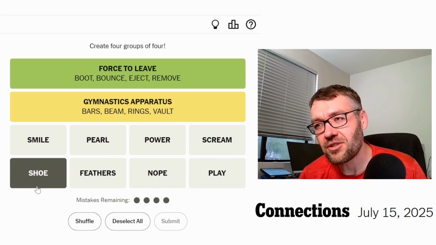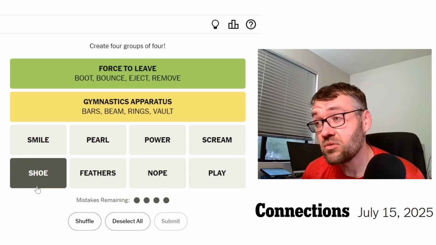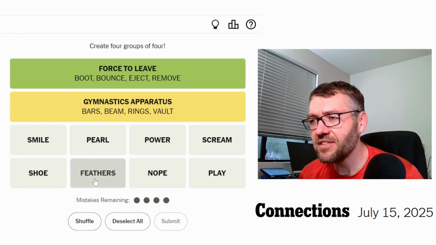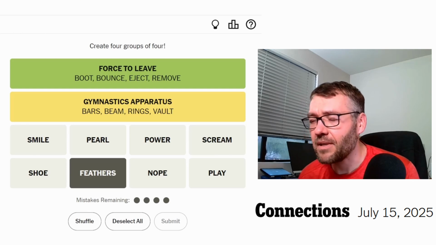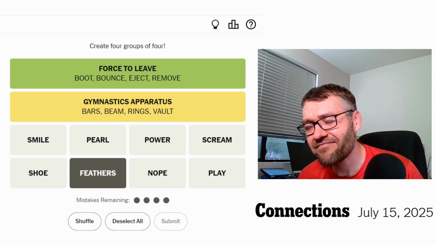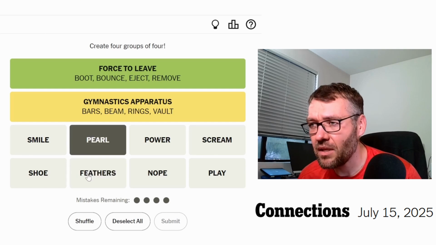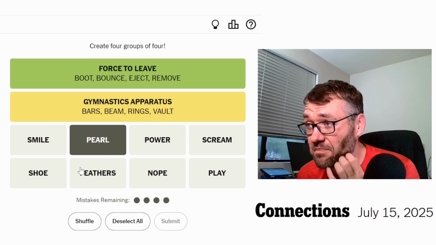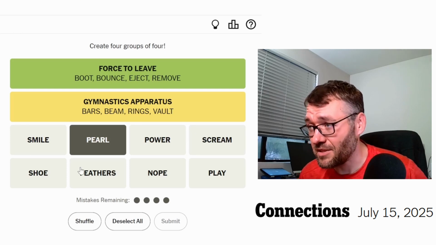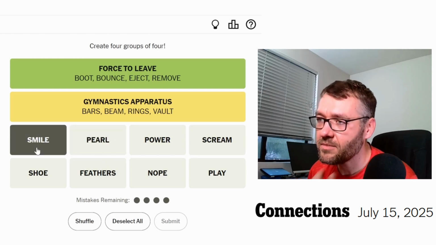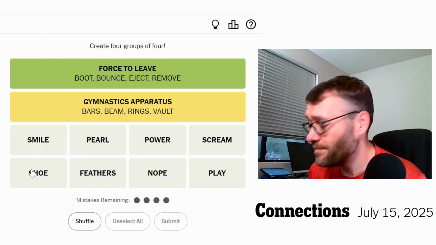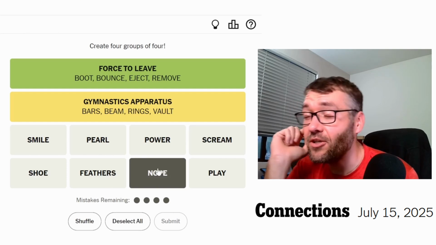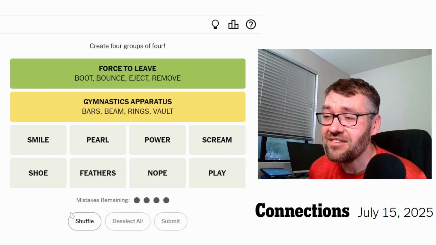Tennis shoe, dress shoe, things with soles. I don't know what to do here. I'm not seeing it. Feathers. Why is feathers plural? I really am lost. Power. I don't know. Pearl. Black pearl. The Curse of the Black Pearl. Pearl can be somebody's name, but I don't see other names in here. Wilhelm scream. Smile. I'm not sure what to do here. Nope. Hope. Leslie Nope. I don't know.